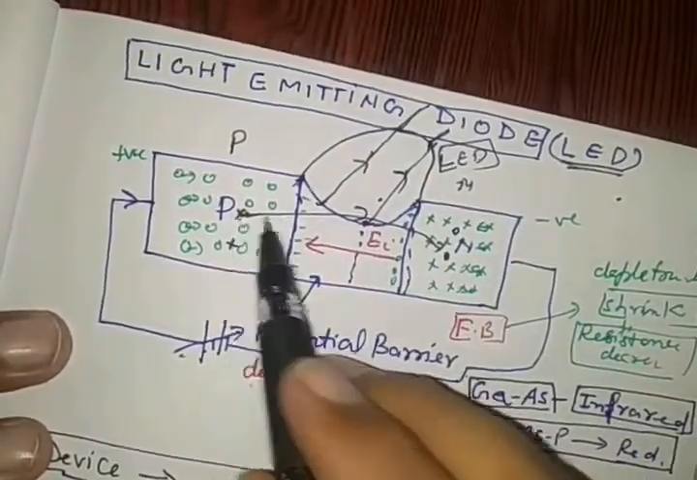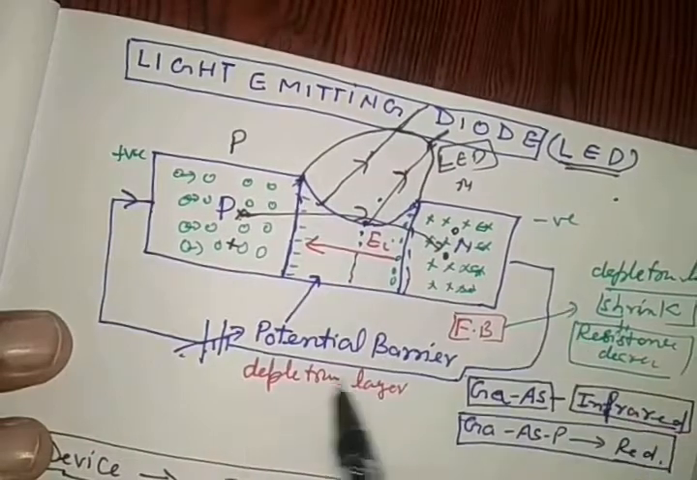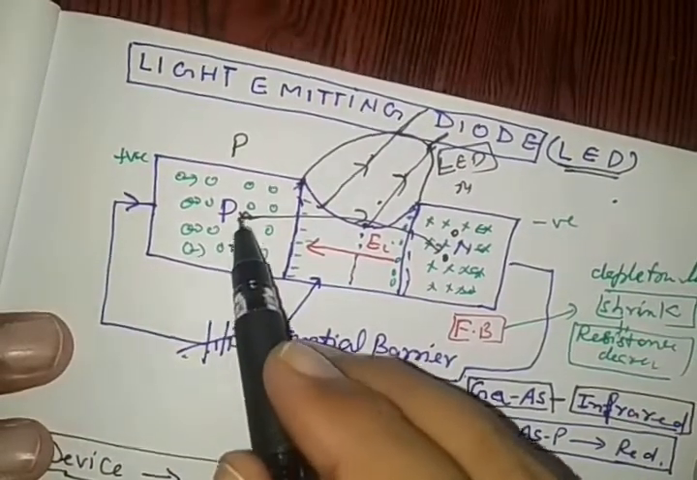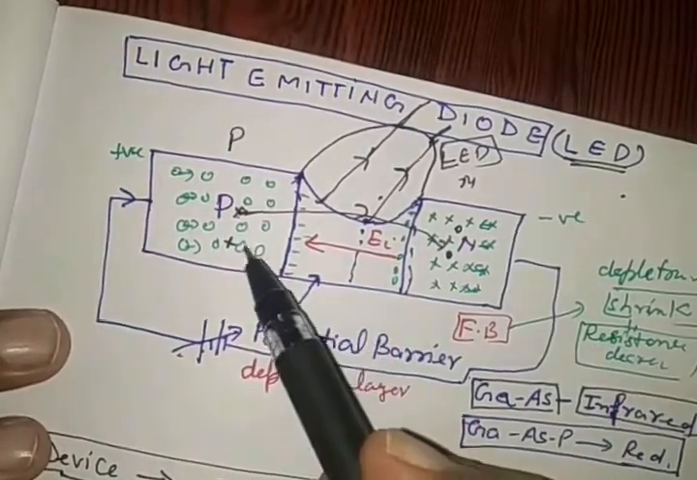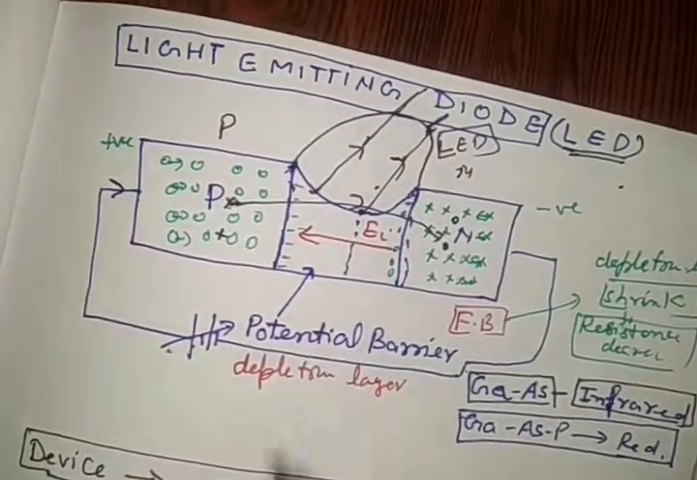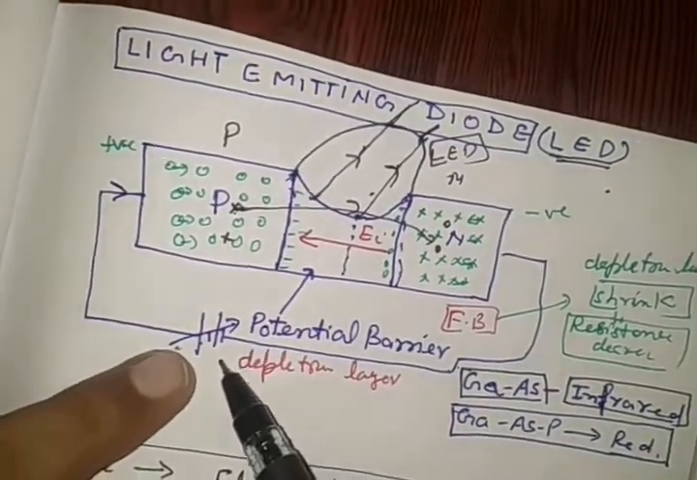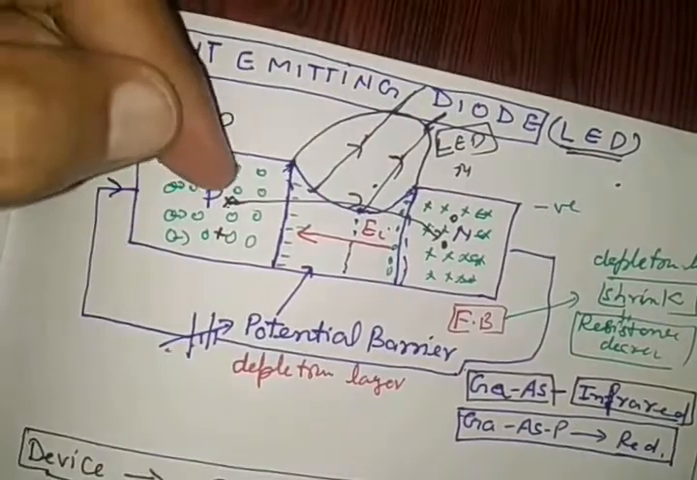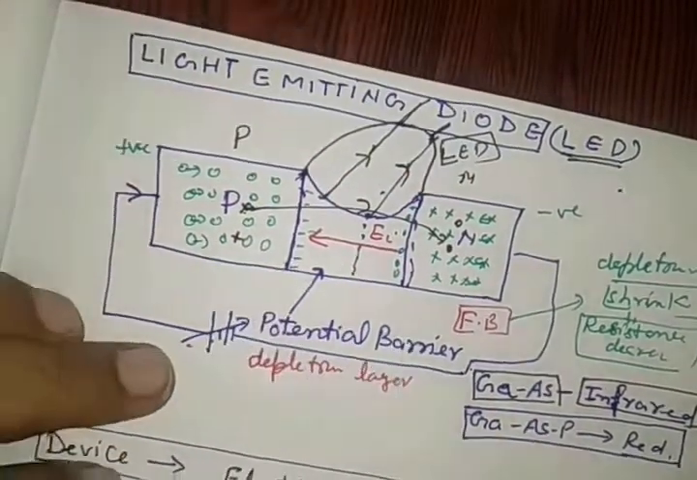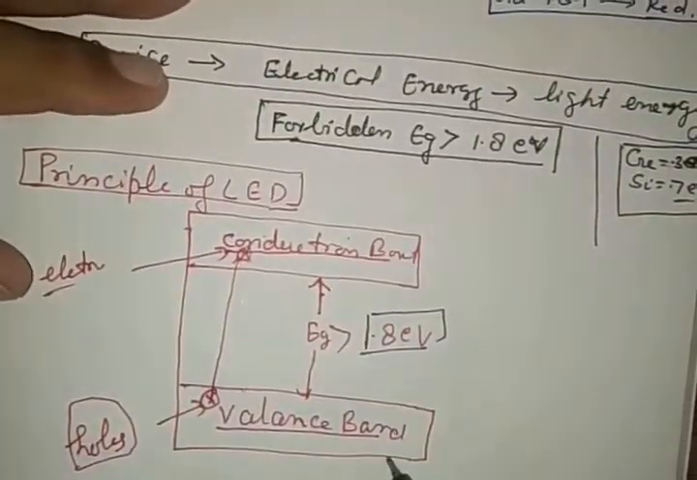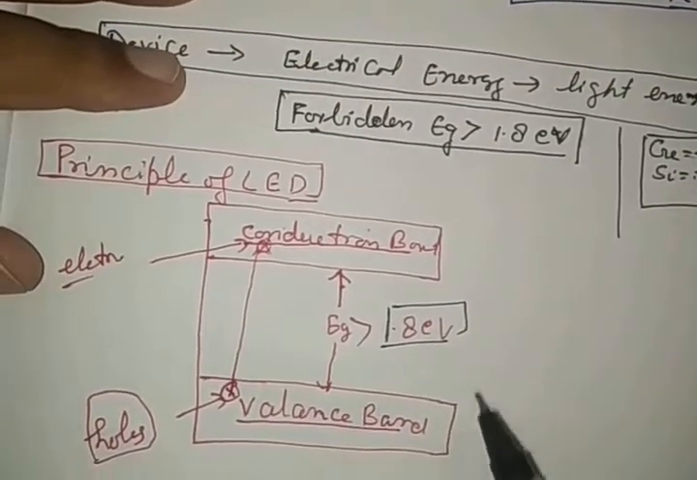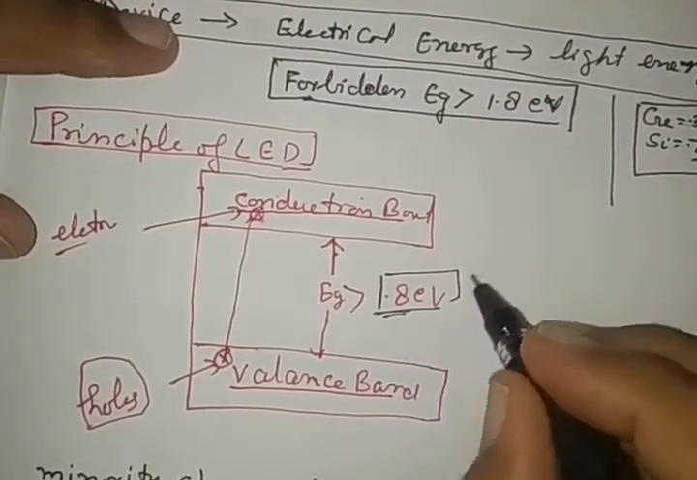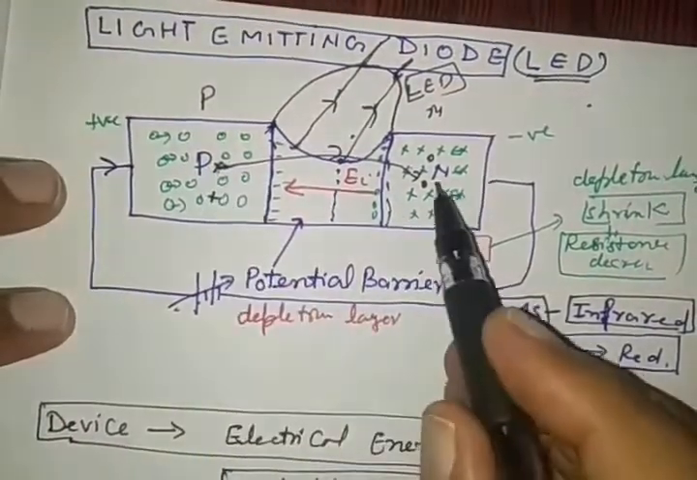Again, when this electron jumps from here to here, following this path, it again reaches here. Again the same situation occurs: electrons are already available at a higher energy level due to the potential applied in forward bias. They again jump from here to here, and what does this indicate? It jumps from the conduction band to the valence band and produces this amount of energy in the form of light. So this is called a light emitting diode.